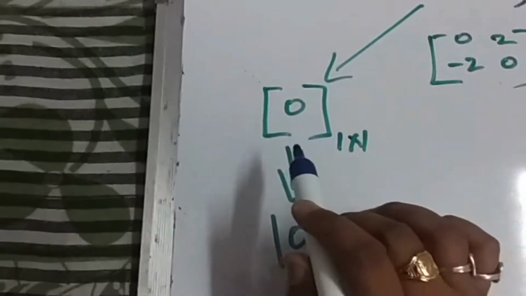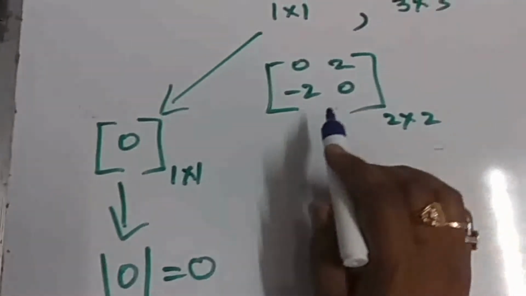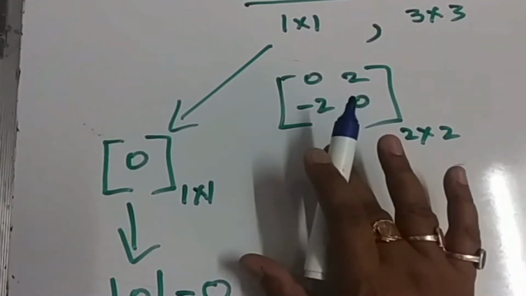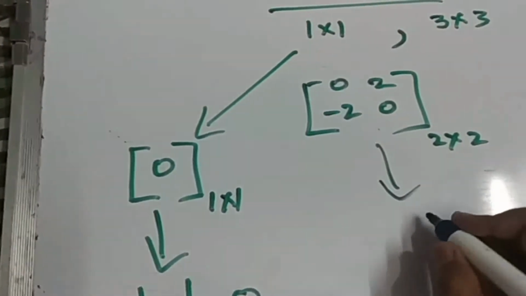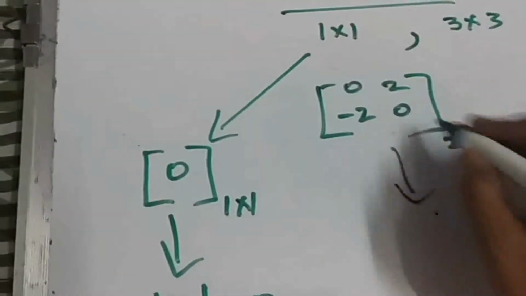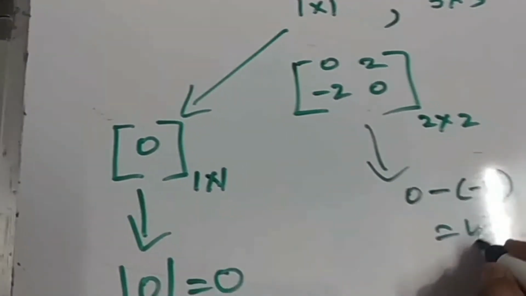Determinant of that will be written like this, and the value is 0. In this case, you can find out one specific value. Here this determinant value will not be 0. You look, the determinant value will not be 0. 0 into 0 0, and minus 4. Here the determinant value is 4, not 0.